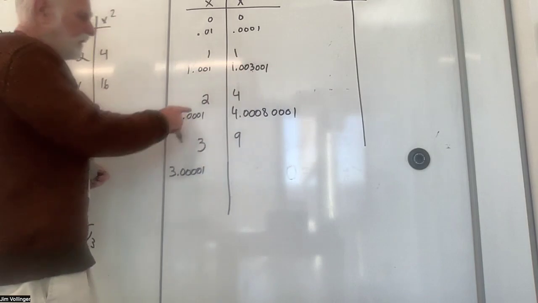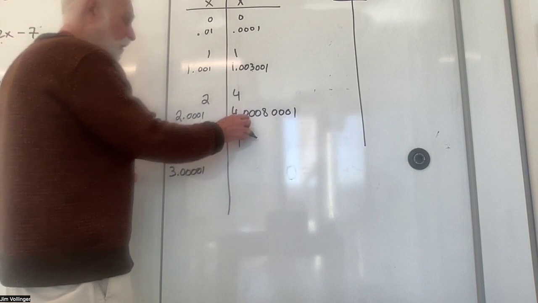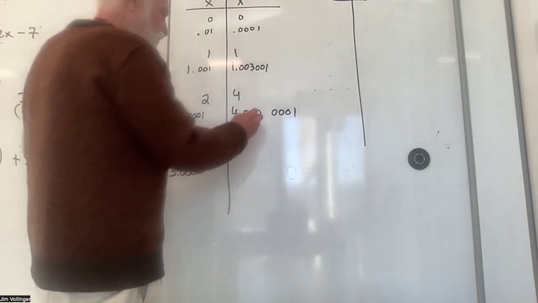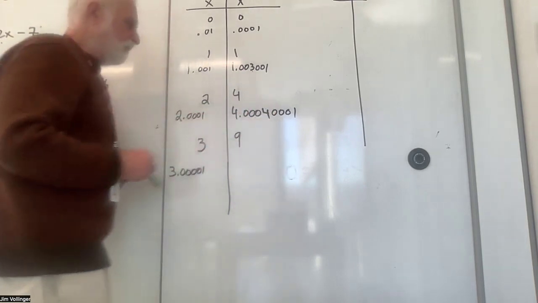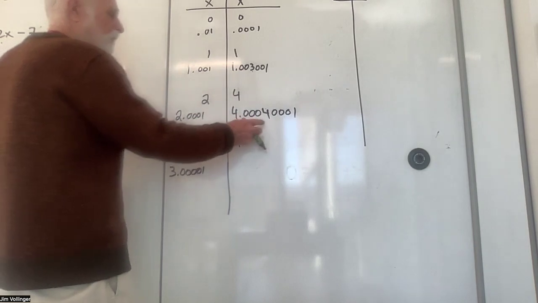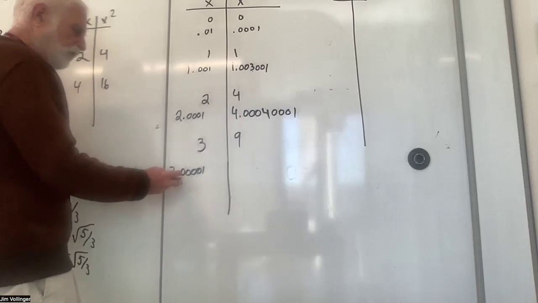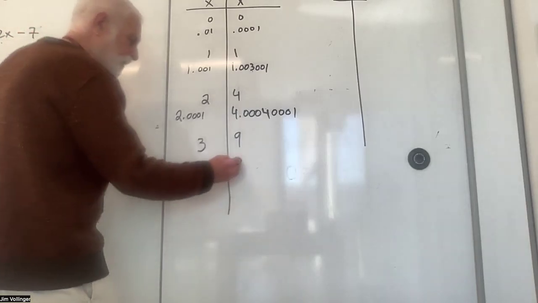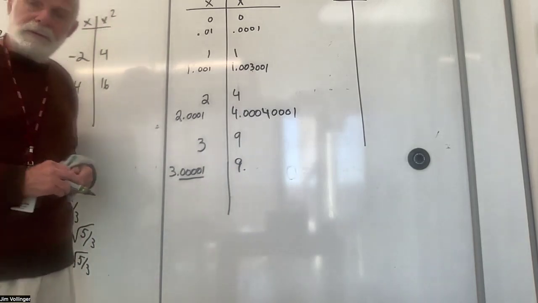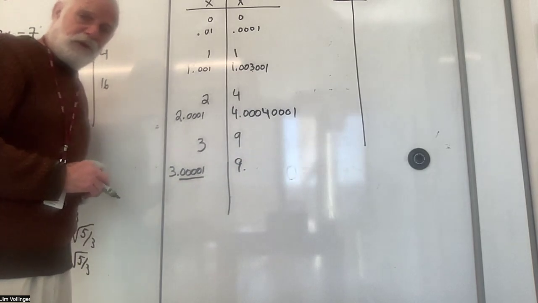Then I squared 2.0001, 4 decimal places, and I got 4.00... I did this one wrong. I did 2, so that should be a 4. Corrected it on the run here. Okay, and so I should get 4.0004 with a 1 at the end, 4.00040001. And if I did 3 with 5 decimal places, I'd get 9 point... Maybe you can pause the video now and tell me what I'm going to get. That's when you really learn mathematics, is when you start looking for patterns yourself.